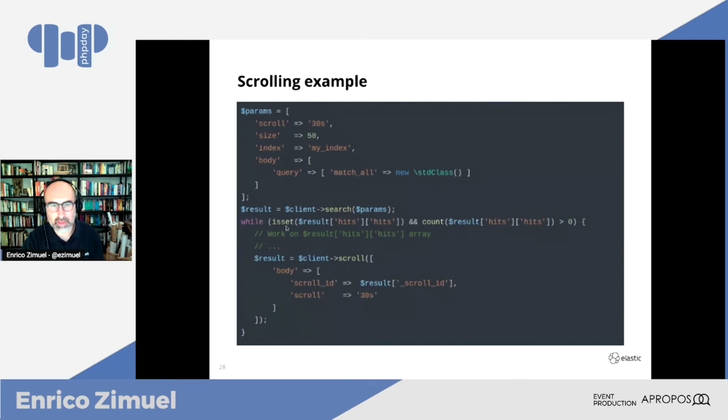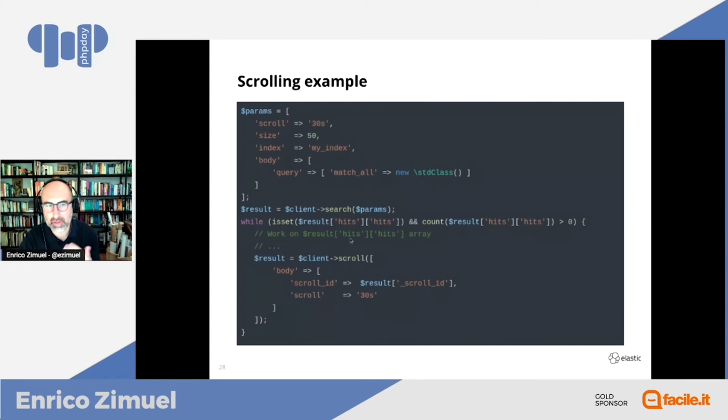You perform the first stage. You can do a while, basically where the hits are still present, because the count of this hits array gives you the number of results. So if it's more than 0, that means we can iterate on the next page. And you have just to perform a scroll API.